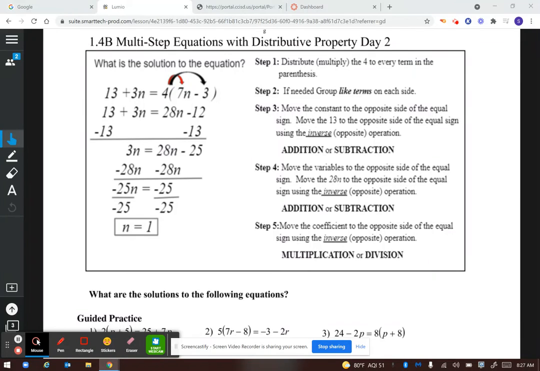Hey there, this lesson is 1.4b, multi-step equations with distributive property, day 2.